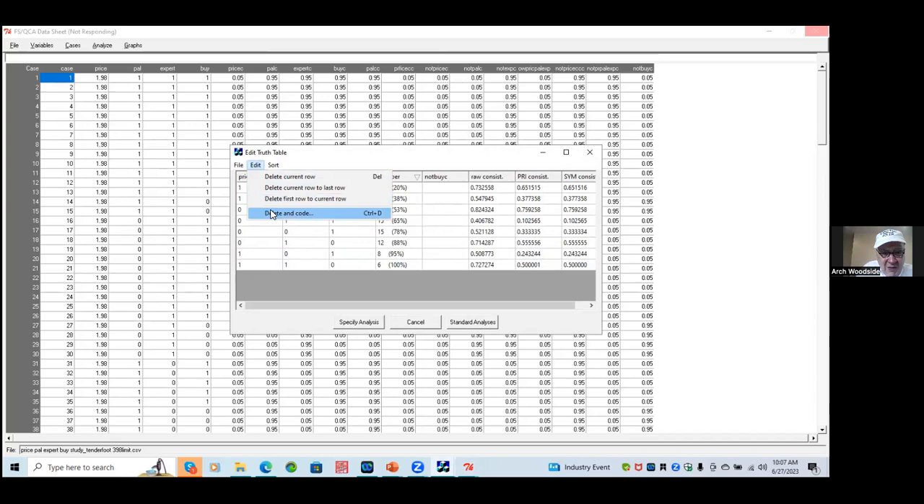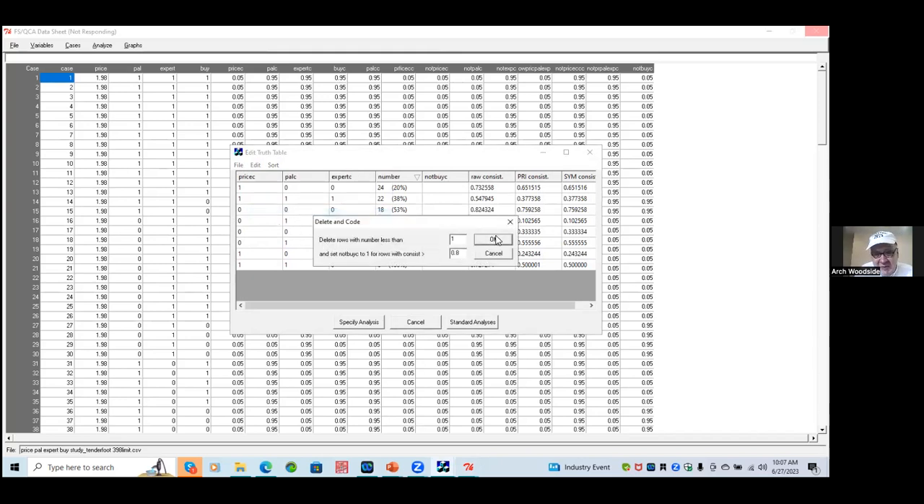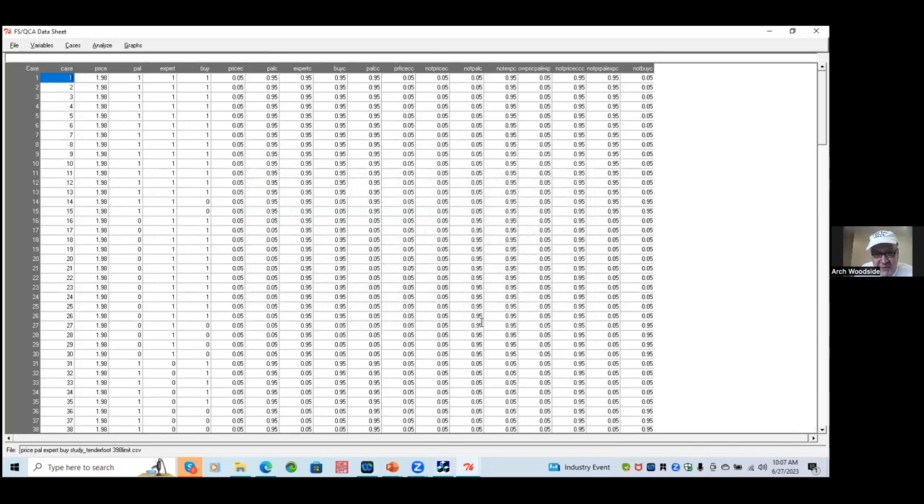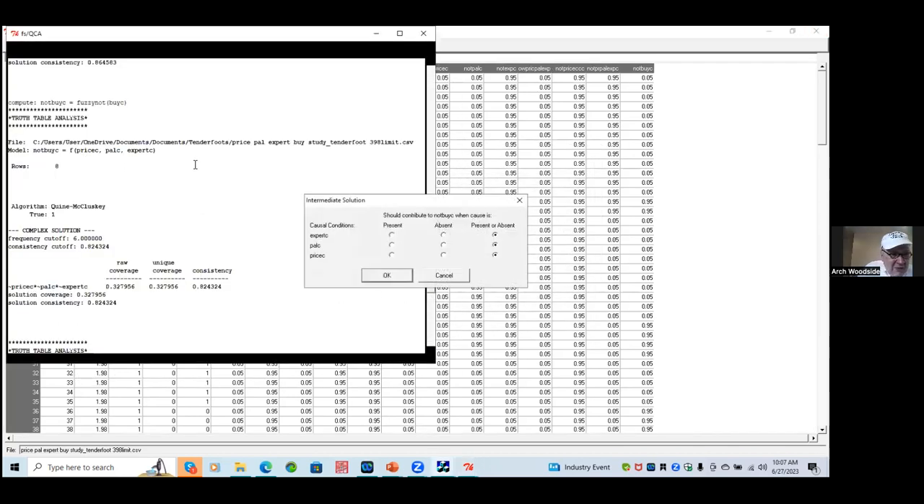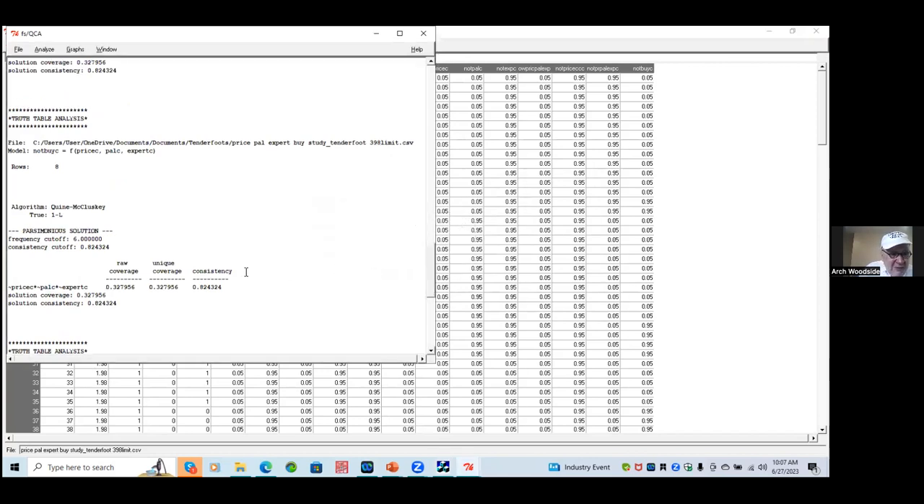I'm going to delete and code, keep it at 1 and 0.8, and do standard analysis. And there's the output. And we end up with one model: low price, PAL absent, and expertise absent. And that's 0.82 consistency. So the model gives us about 4 to 1 outcomes of non-purchase. And we can actually graph that model, by writing out the model in the data set, and then as a fuzzy statement.